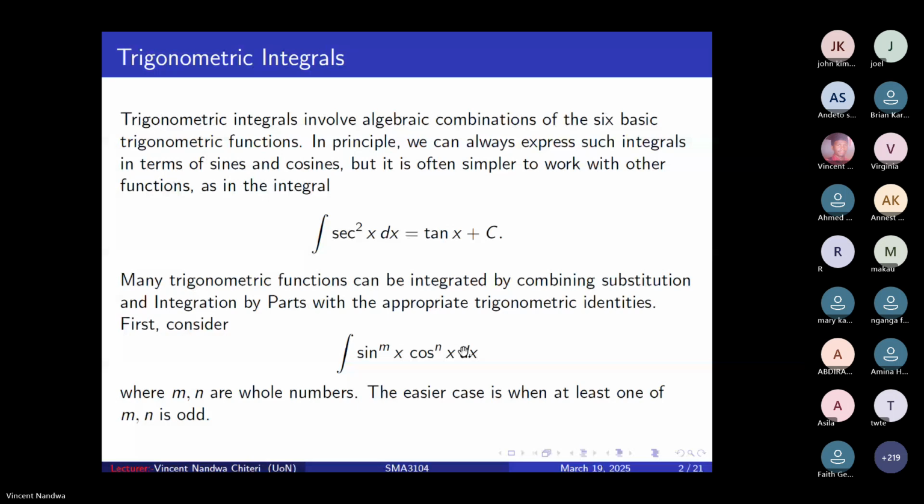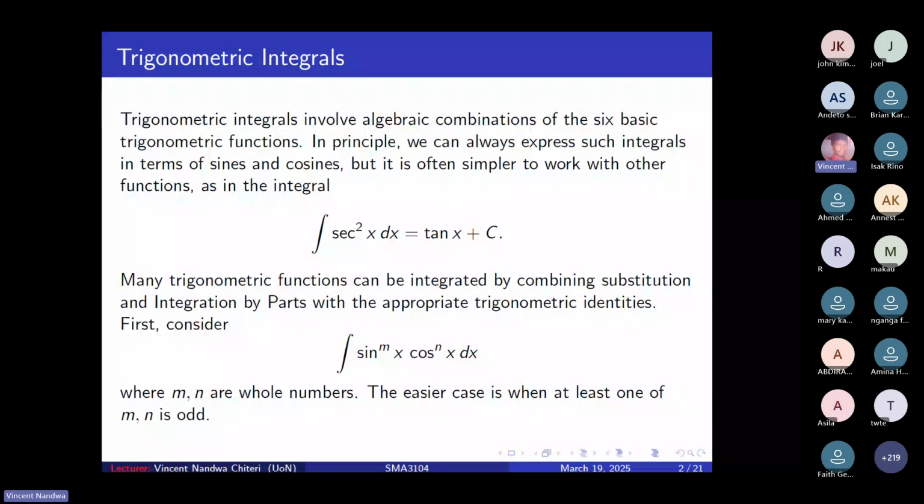The easiest case to solve problems of this form is when one of the two powers, m or n, is an odd number. If you find either m or n is an odd number, then we make use of the identity that sine squared x plus cos squared x equals 1. Then we use the substitution method to evaluate the integral.